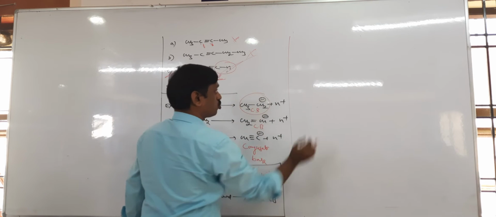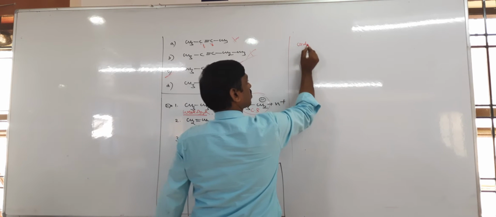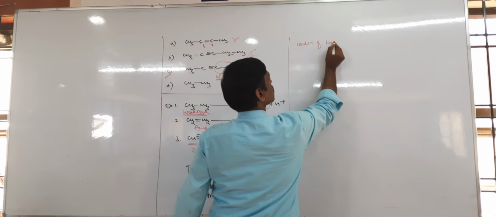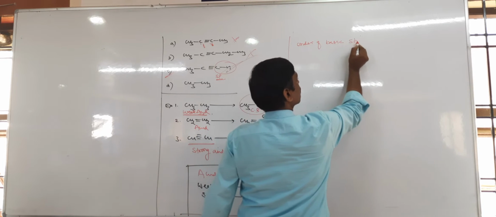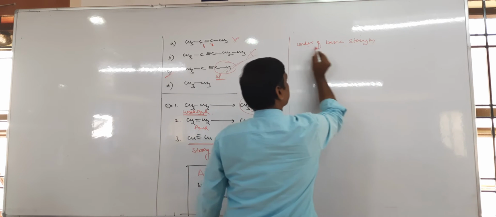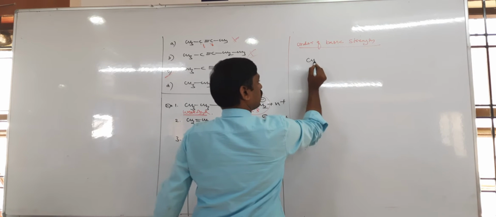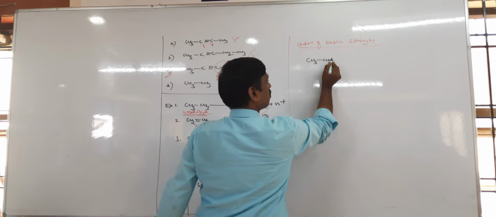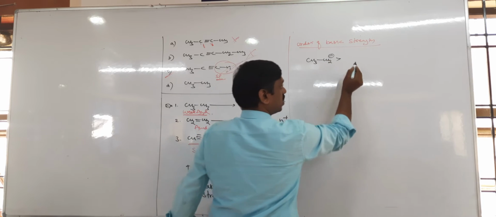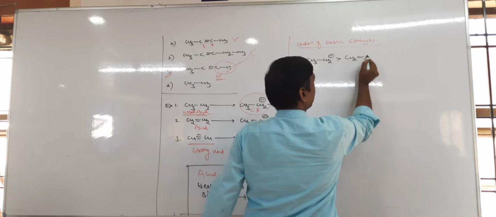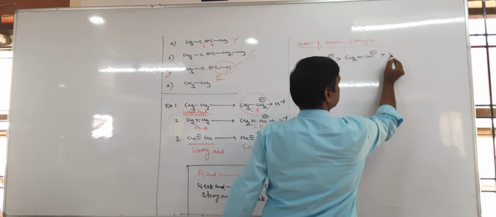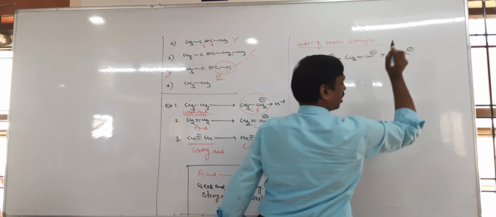Therefore, if I ask the question, what is the order of basic strength? Which is more basic? First one, that is formed from alkane. Next is from alkene, next is from alkyne.